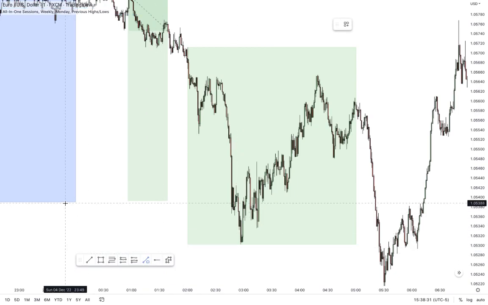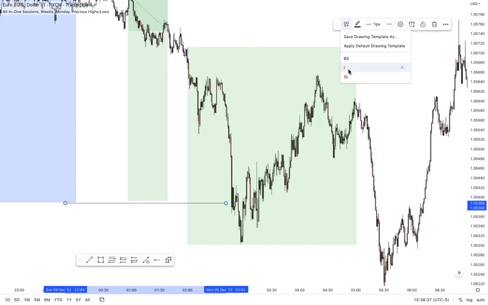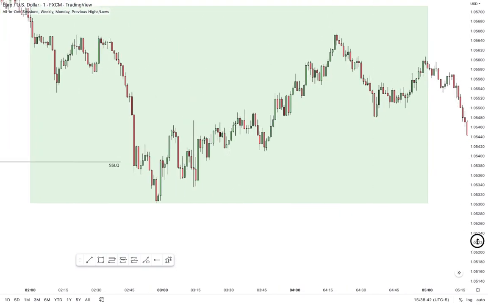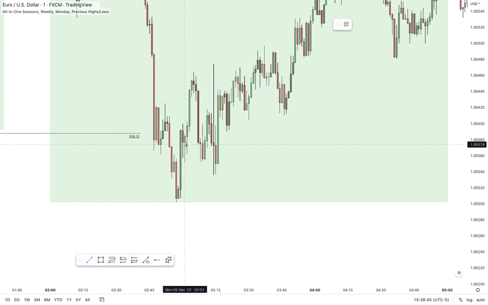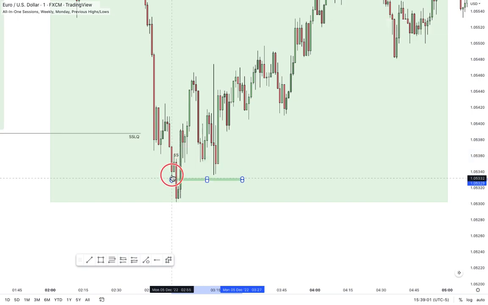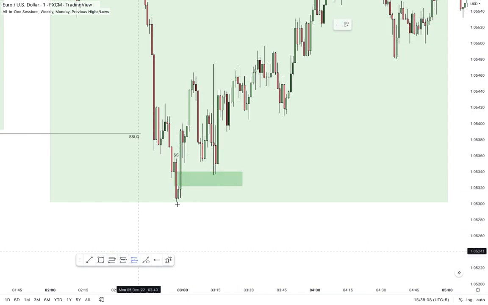But at the Asian session low, we swept the sell side liquidity, which means we swept the Asian session low during the London kill zone. Now what do we wait for? A market structure shift, a fair value gap, or a BPR. So this was the market structure shift. This is our fair value gap, but if you look closely, you have a BPR, your refined entry.